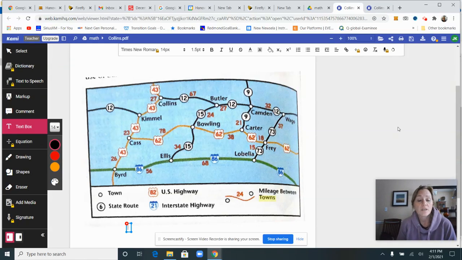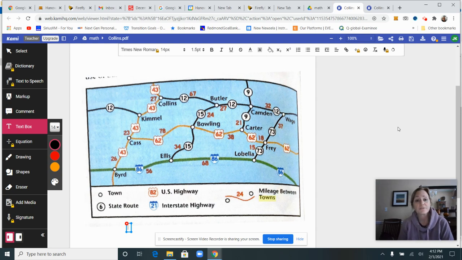Hey there. The next thing we're going to do in our math class is talk about traveling. We've done gas mileage, we've done gas rates, we've talked about renting a car. So now we're going to rent a car and we're going to use a map to see how far we're going to travel. Now, I know we all have Google Maps and we all can type things into our phones to figure out how far we're going to travel.